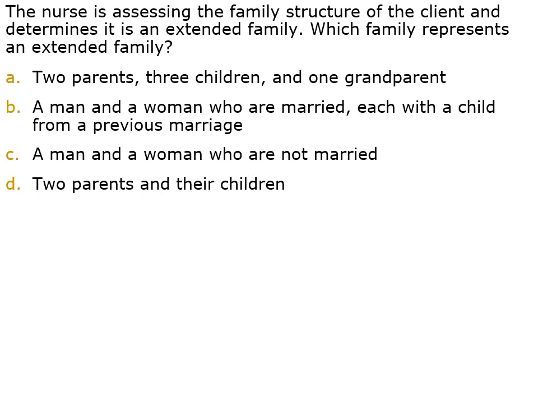The nurse assesses the family structure of the client and determines it is an extended family. Which family represents an extended family? A. 2 parents, 3 children, and 1 grandparent. B. A man and a woman who are married with each child from a previous marriage. C. A man and a woman who are not married. Or D. 2 parents and their children.